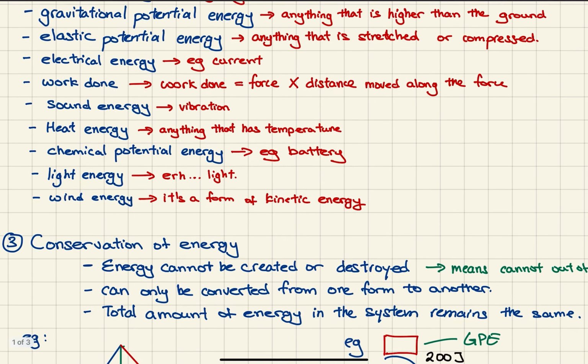Moving on. Sound energy is any form of vibration. We will hardly talk about this in the lower sec syllabus. Heat energy is anything with temperature, like a fire has heat energy, my body has heat energy and such. For chemical potential energy, the only thing that you need to know as of now is battery. Light energy, I don't think I need to explain much, it's just mainly light. I know there's another term called wind energy, but actually wind energy is a form of kinetic energy that we will not really use that often.